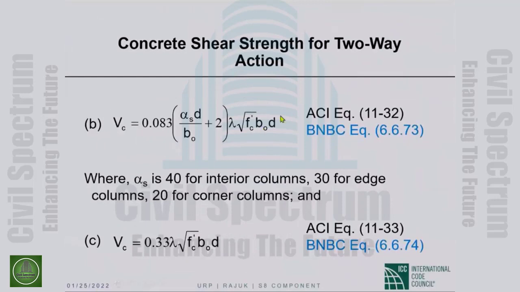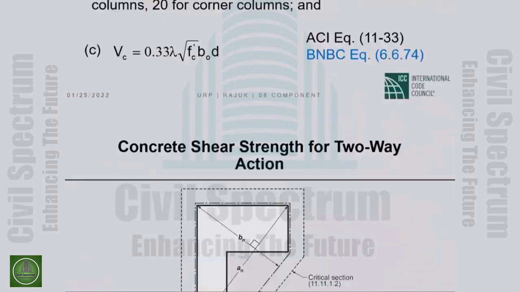The second expression is here. Now there is an alpha sub s, which is 40 for interior columns, 30 for edge columns, 20 for corner columns. Then d, b sub 0, everything else in that expression you know. So that is the second expression. This is the third expression. A constant times lambda, the lightweight concrete factor, square root of f sub c prime, b sub 0, the perimeter of the critical section, and d, the effective depth.